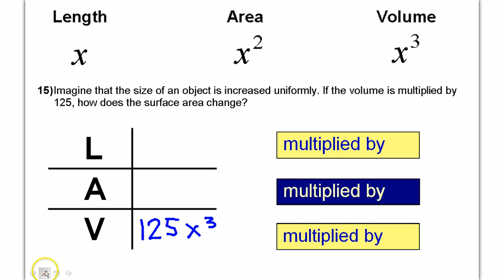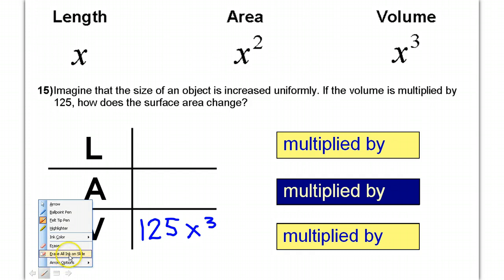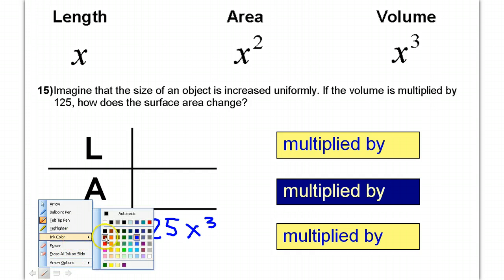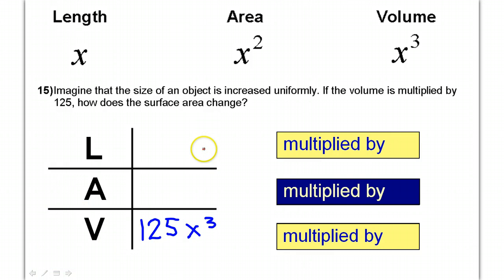Keep going with it, Irvine. What does that tell me? That tells you that the volume is multiplied by 125. All right. So I need the length though, because everything is based on the length. You cube it. So if the volume is multiplied by 125, what must the length have been? 5. So the length must have been 5x, because 5x would give you 125x to the third power if you cubed it. Okay?